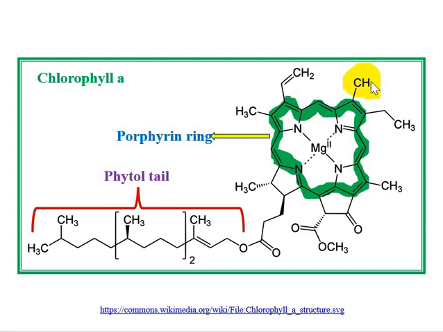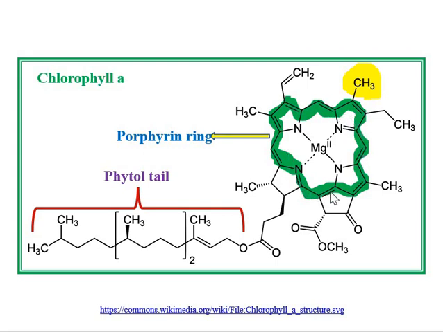In the case of chlorophyll A, it is a methyl group. And here you will find one of the groups containing the phytol tail. In this case, the porphyrin ring is the head of the molecule, and it is the light absorbing molecule because it has conjugated double bonds. Due to the presence of these conjugated double bonds, it can absorb light energy. So conjugated double bonds cause the absorption of light.